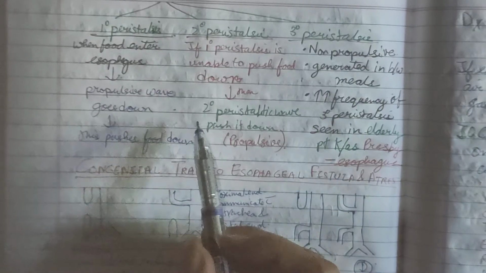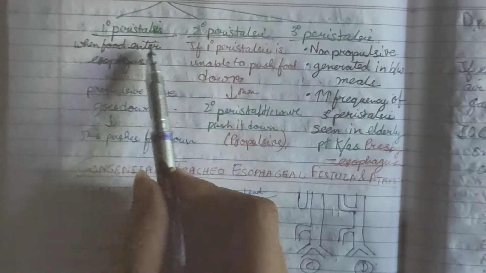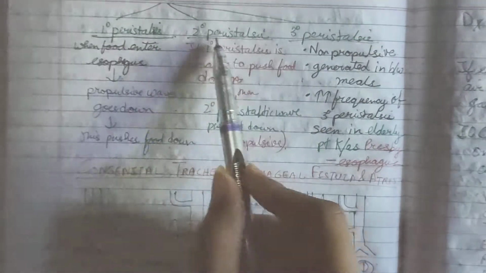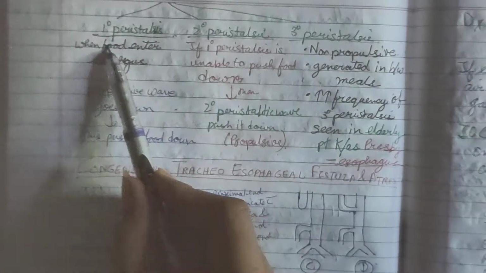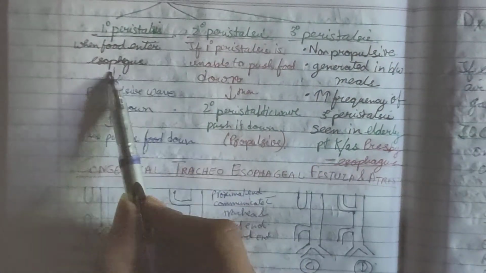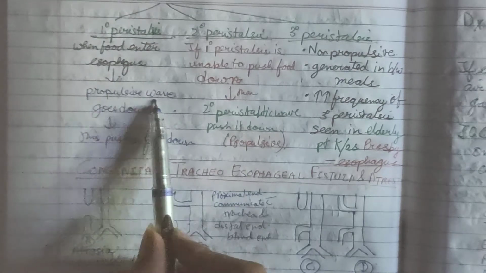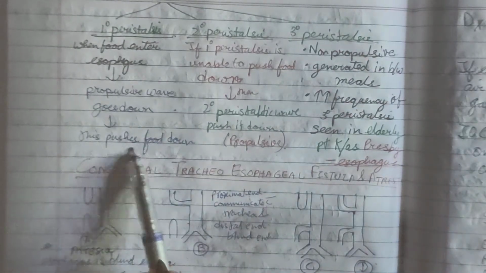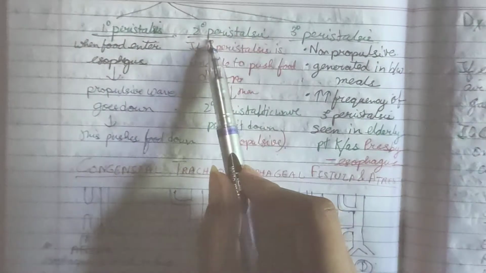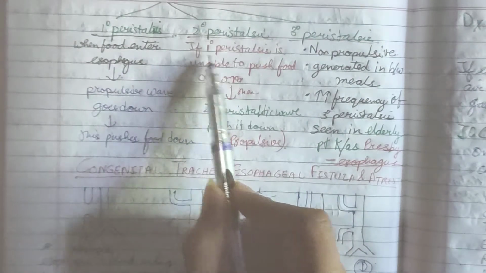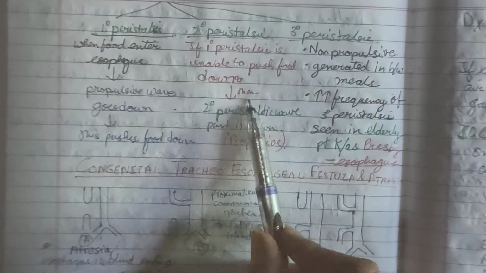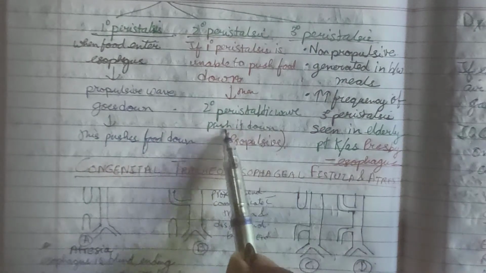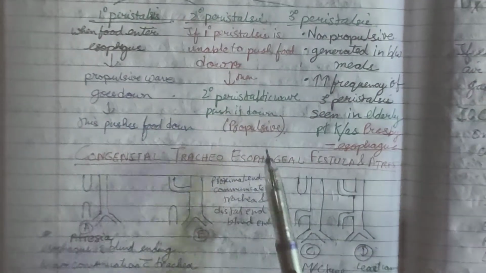Now let's learn about the peristaltic movement in the esophagus. There are mainly three peristalses: primary, secondary and tertiary peristalsis. Primary peristalsis occurs when food enters the esophagus. It is a propulsive wave that goes down and pushes food down. Secondary peristalsis occurs if primary peristalsis is unable to push the food down; then the secondary peristalsis wave pushes it down. It is a propulsive wave.